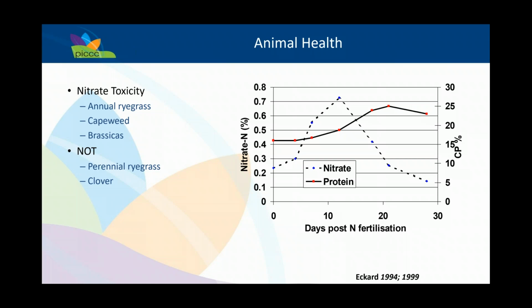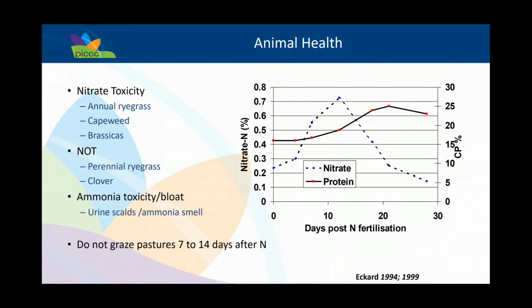So be aware of the species difference. Species like tall fescue, species like your annual and perennial poa, species like phalaris don't accumulate high levels of nitrate either.